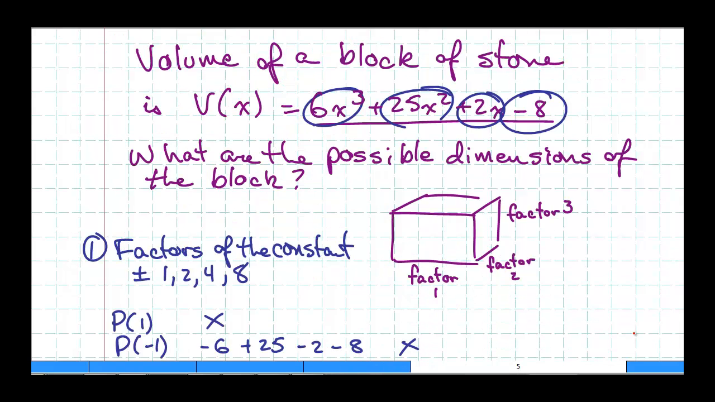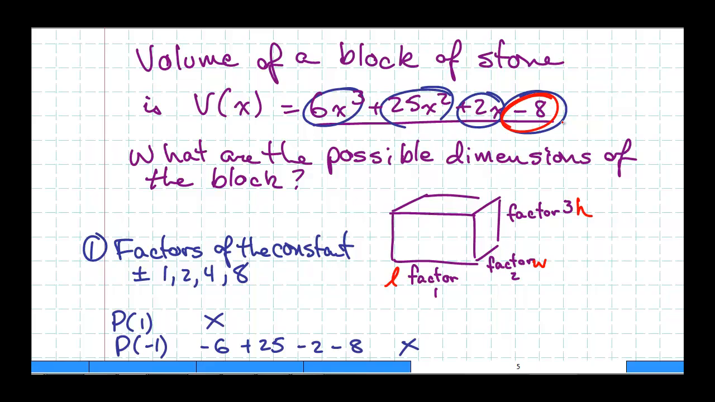The last thing we looked at was how we could use a formula, and to determine the formula for the volume of some rectangular block to determine the possible dimensions of that block. So we drew out a little rectangular prism here and talked about the length as being factor 1, the width as being factor 2, and the height as being factor 3. Well, in order to figure out those factors, we need to go through the process that we just did.